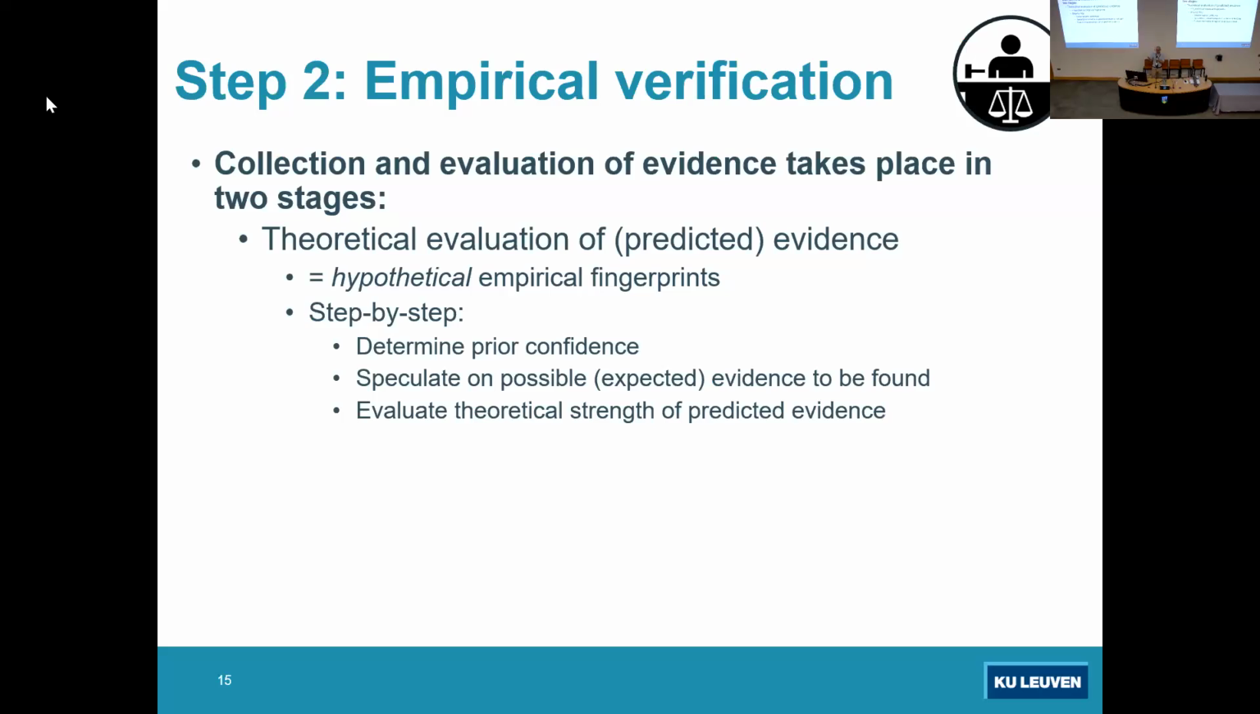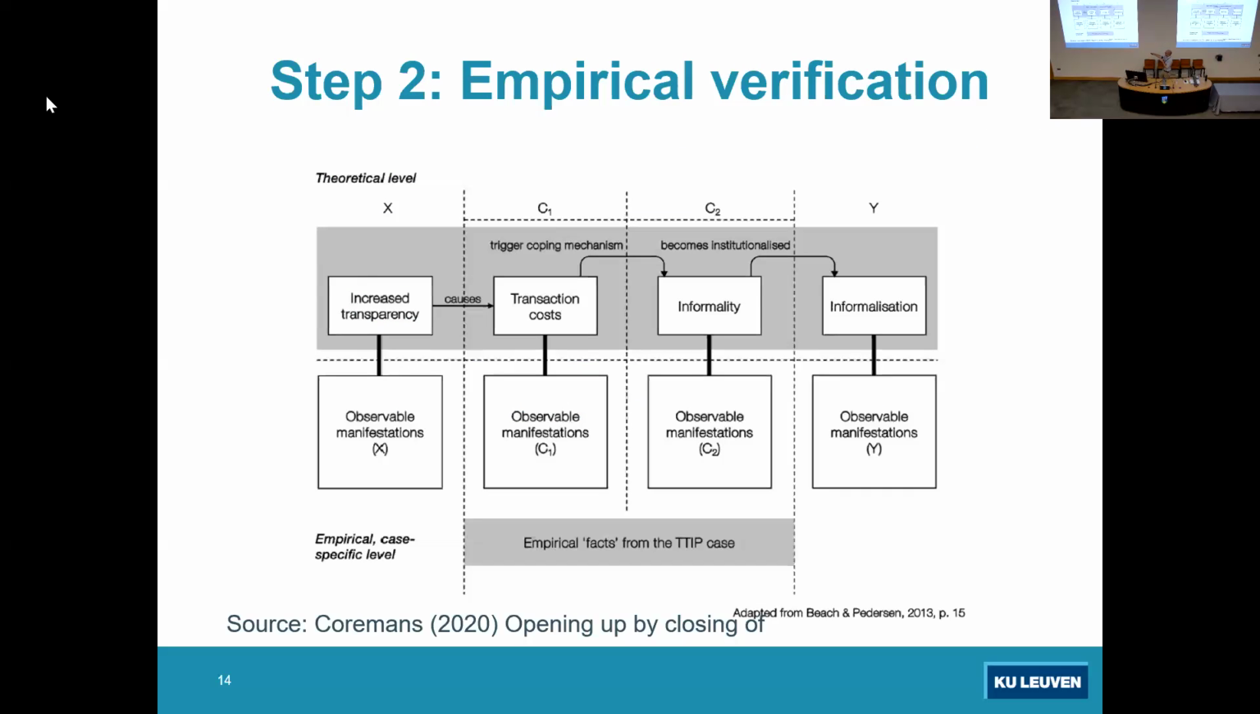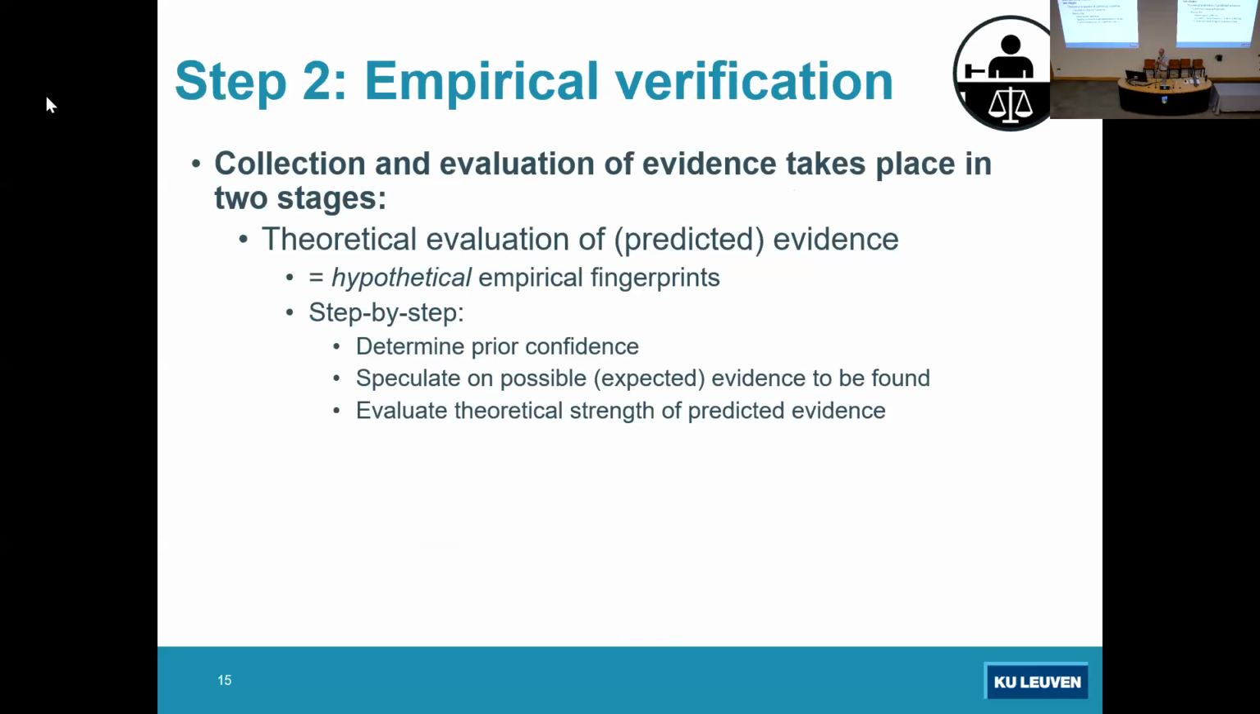You first determine the prior confidence in a causal claim. For example, is there any literature, any previous studies that we know of, that have dealt with this particular relation, how increased transparency causes transaction costs? If there have already been quite some studies, you have quite high prior confidence in this claim. And if you want to strengthen that confidence, you need very strong empirical evidence as well. If there is no previous research on this, more modest empirical evidence is sufficient.